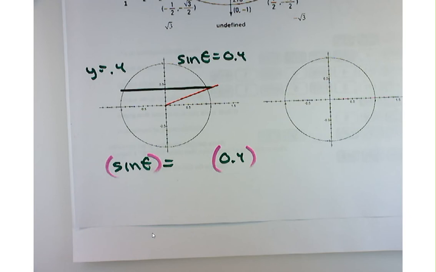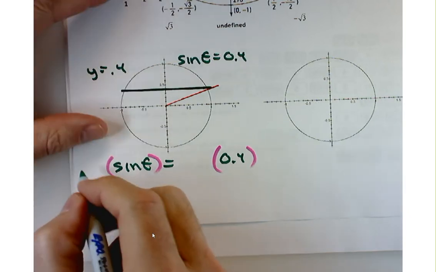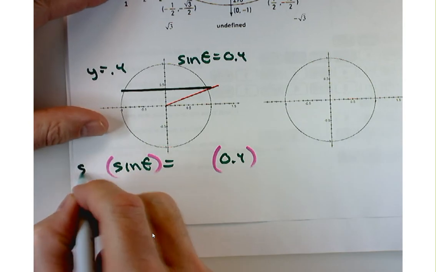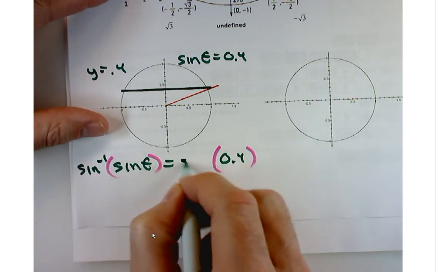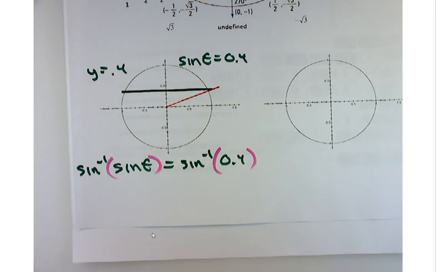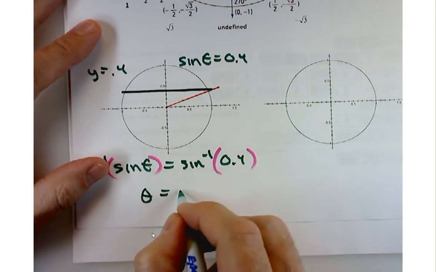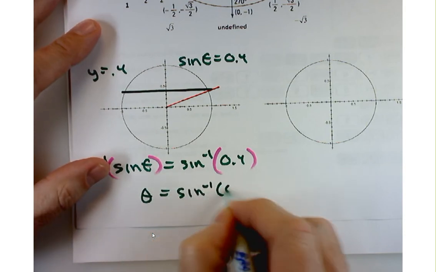Somebody said arcsine. Cosecant is the reciprocal. If I want the inverse, I'll just do sine inverse on both sides. Now look at the magic that happens on the left-hand side. Sine inverse of the sine of theta, those collapse. I just get theta equals the sine inverse of 0.4.